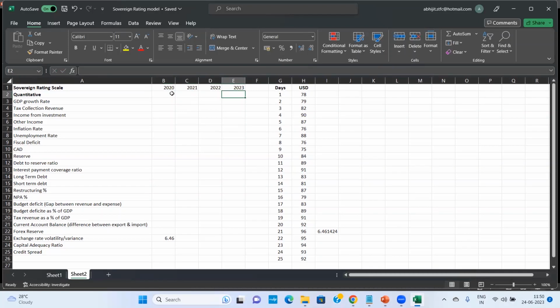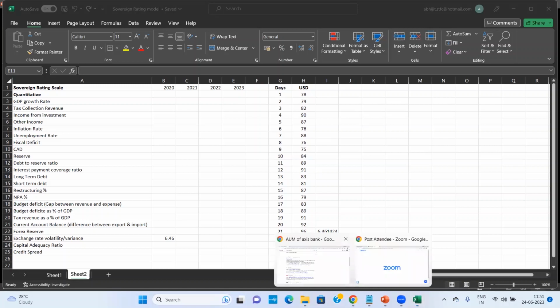Right? So now, can we find out all these figures from open source? What is the inflation rate for 21, 22, 23? What is the current account deficit? What was the reserve? So probably most of the figures are available, right? Yes or no? Some need to be derived. Most of it is available.